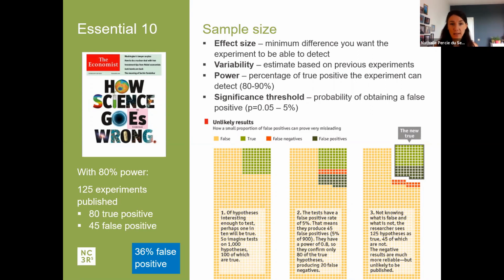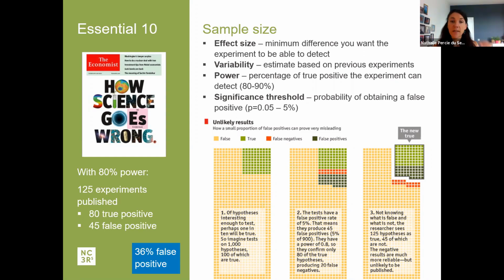So a power of 80% means that when there is a real biological difference and you run the experiment 10 times, you'll get a statistically significant result in 8 out of 10 experiments. And then there's the significance threshold. So that's the probability of obtaining a false positive. If you set the limit at 0.05, it means that in 5% of the cases, you'll get a statistically significant result when there's no real difference.